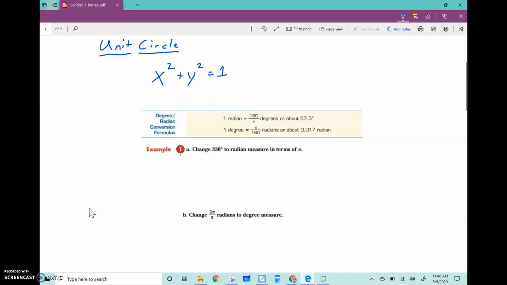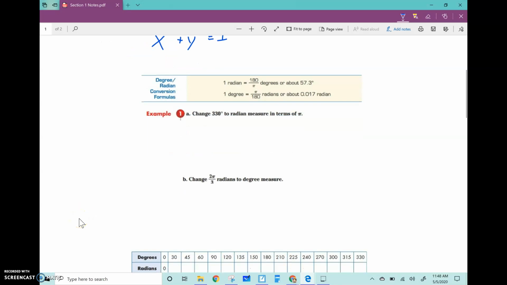Moving forward, we're going to be changing degrees into radians and radians into degrees, which is fairly simple using a ratio. For changing degrees, we're going to use this ratio of 330 times pi over 180. We'll just multiply those straight across, and we get 330 pi over 180. Now we need to simplify that into lowest terms, and we get 11 over 6 pi. And that is changed from degrees to radians.